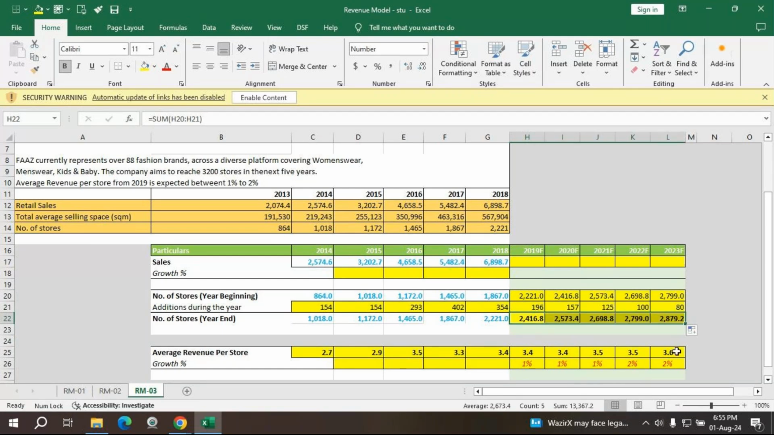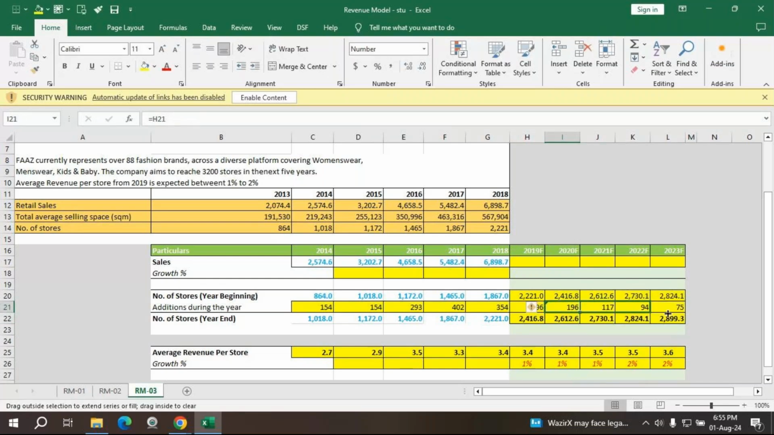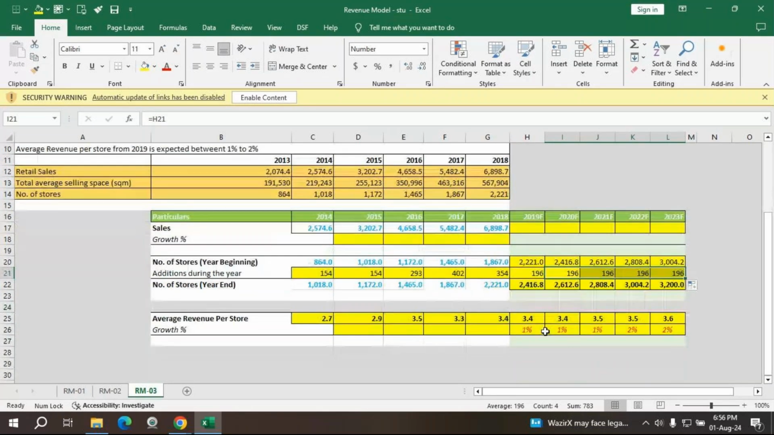No, this 196 is going to remain the same. Sorry, something went wrong here. Let me check. So 196. See, at the end of the 5th year, I'm having 1200. First, complete this portion one by one.